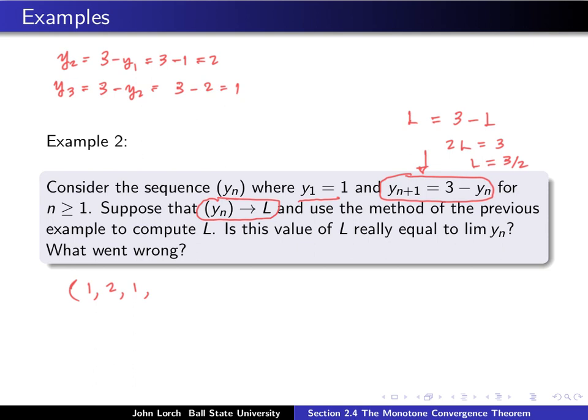And now guess what? When I take y4, it's 3 minus y3, and now you know the drill, right? This is 3 minus 1, which is equal to 2. And so this sequence is going to bounce back and forth between 1 and 2, always. Right? And so this yn sequence doesn't have a limit.